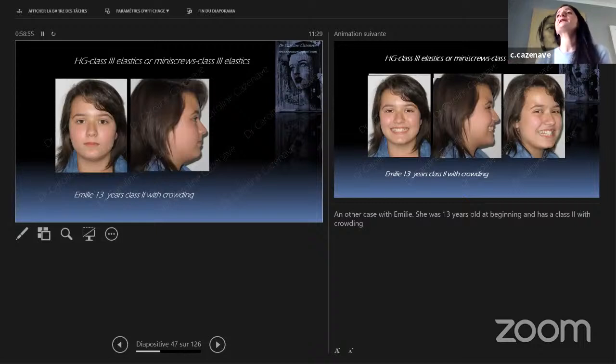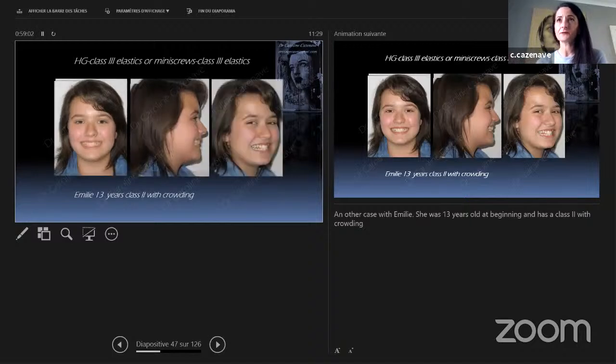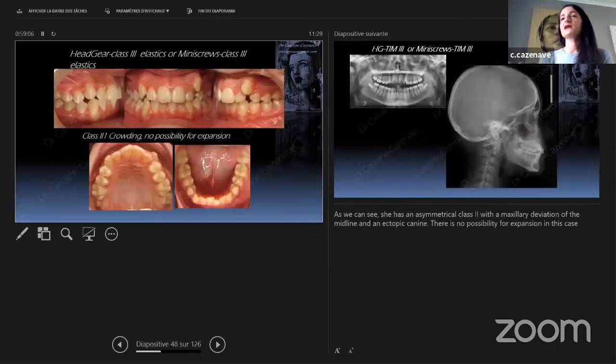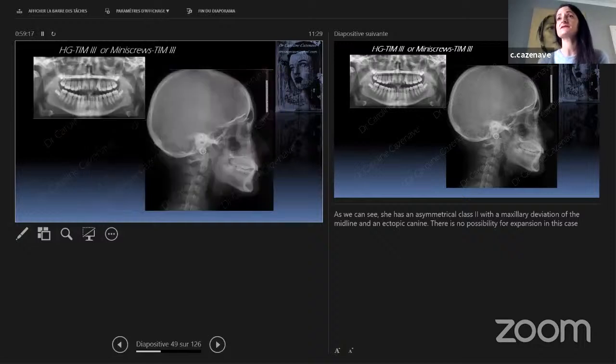Another case, we have Emily. She was 13 years old at the beginning and has a class 2 with crowding. As we can see, she has an asymmetrical class 2 with a maxillary deviation of the midline and an ectopic canine. There's no possibility for expansion in her case.